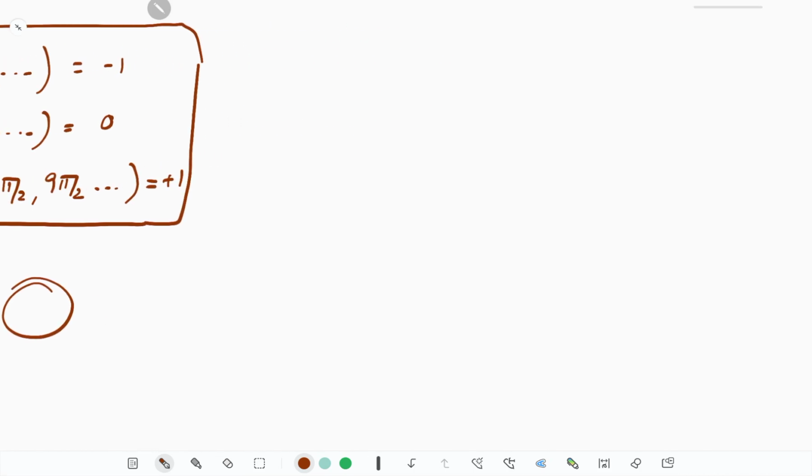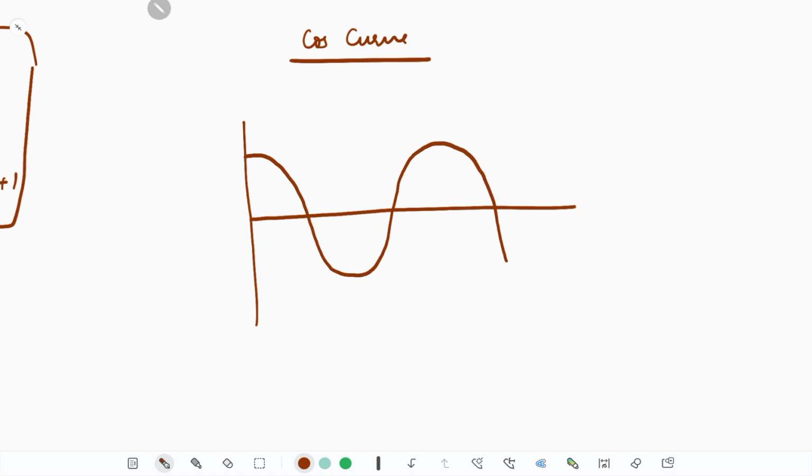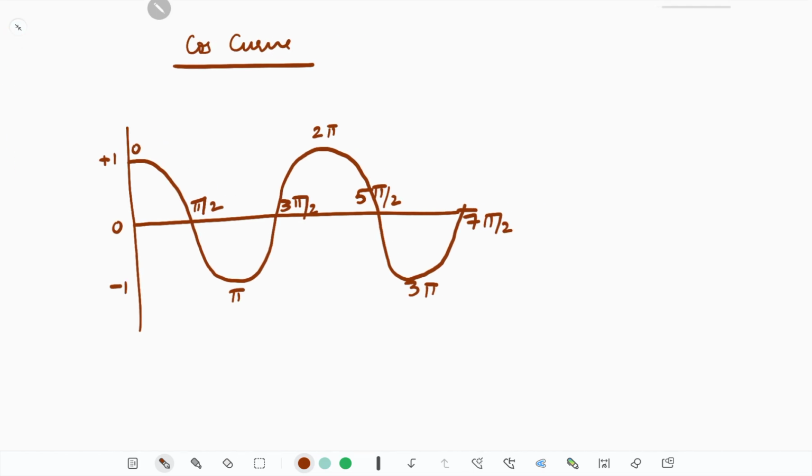Similarly, there is a cos curve. I am drawing here the cos curve. It is just opposite of sine curve and so on. Here value is 0, plus 1 and minus 1. Here 0, pi by 2, pi, 3 pi by 2, 2 pi, 5 pi by 2, 3 pi, 7 pi by 2 and so on.